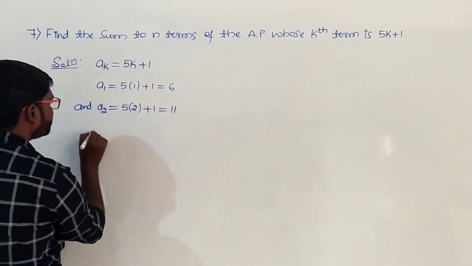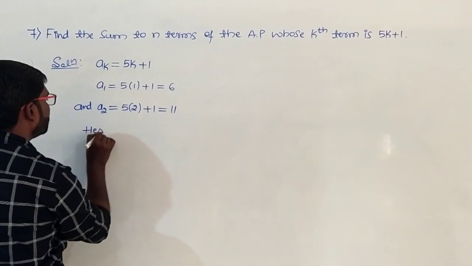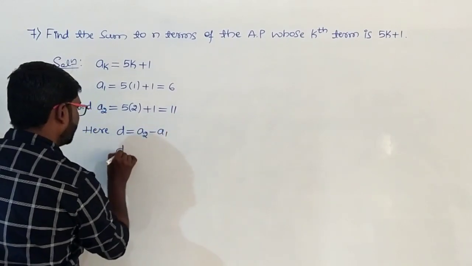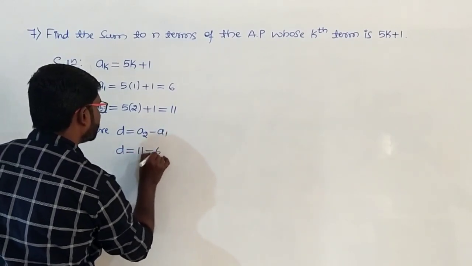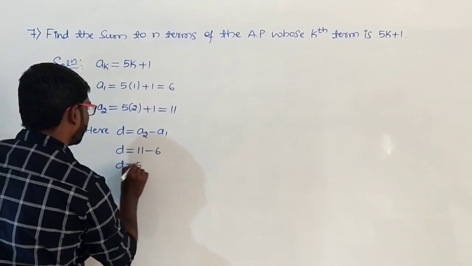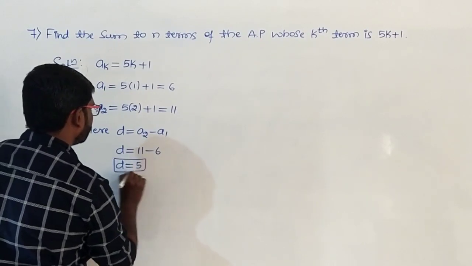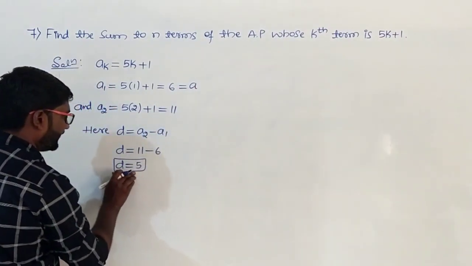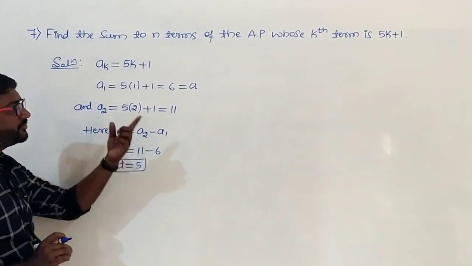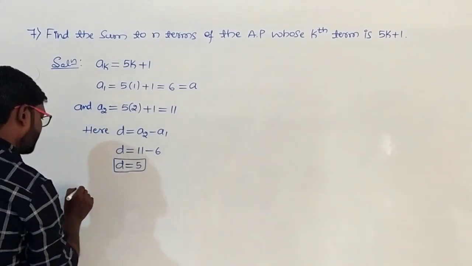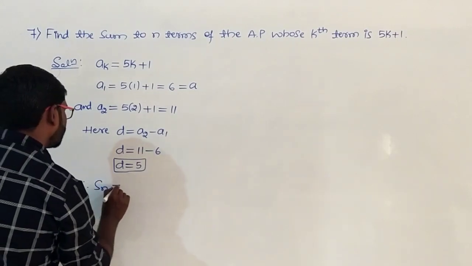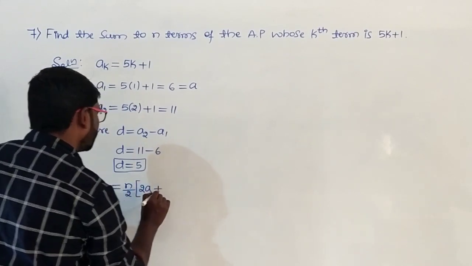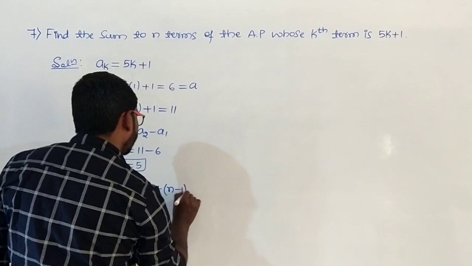So now with these two we can find the common difference. So here D which is equals to A2 minus A1. So D which is equals to, it is 11 minus 6, D which is equals to 5. So here the first term A1 equal to A. For this we can also call it as A, and then here we have the common difference. With these two we can find the sum to n terms. Therefore Sn which is equals to n by 2 into the bracket 2a plus n minus 1 into d.